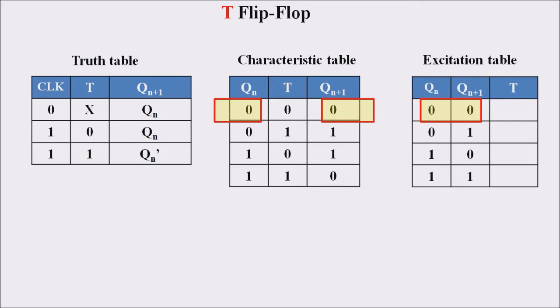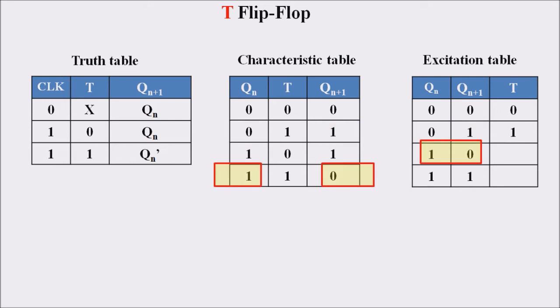And if we are moving towards the first case, that is Qn value is 0 and Qn plus 1 value is 0, that is a 0 0 condition. In the characteristic table, the Qn value 0 and Qn plus 1 value 0 is marked over here, and here the output value, that is the T value, is 0. Thus in the excitation table, the first case results in an output T equal to 0. The second case is Qn is 0 and Qn plus 1 is 1. This is marked in the characteristic table. Here the T value is 1, thus the output T is equal to 1 in the excitation table.